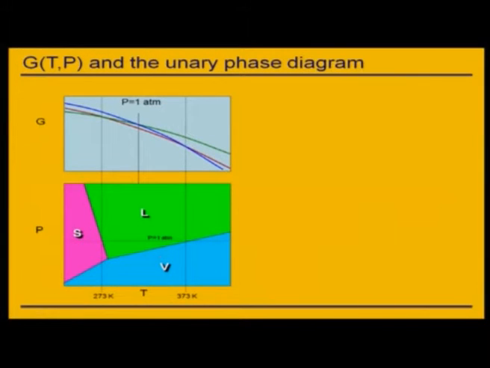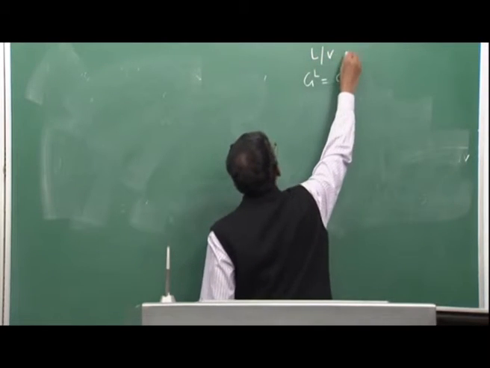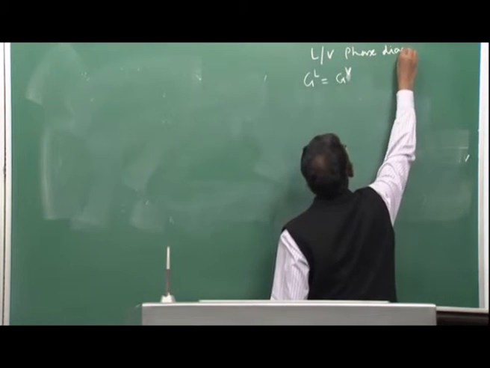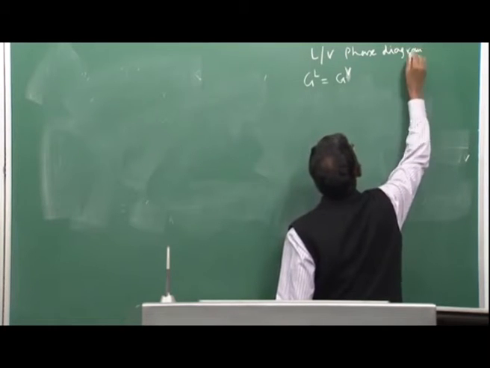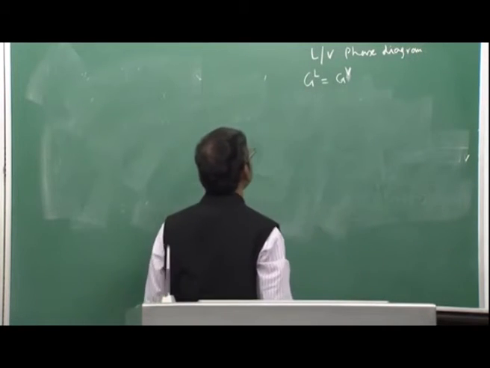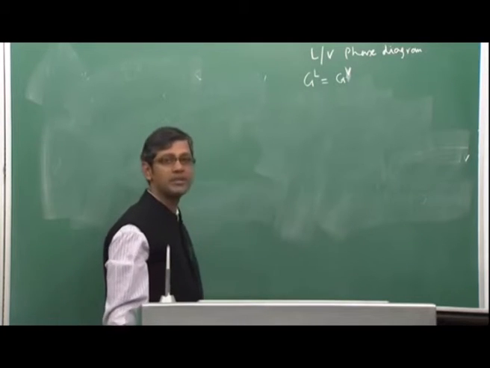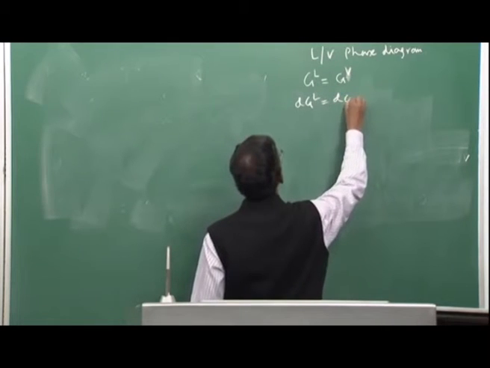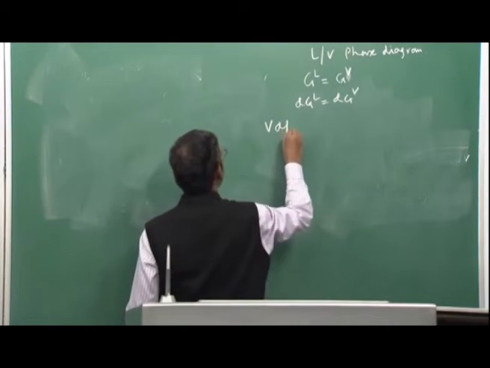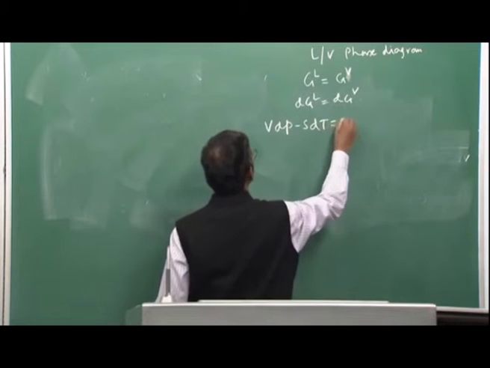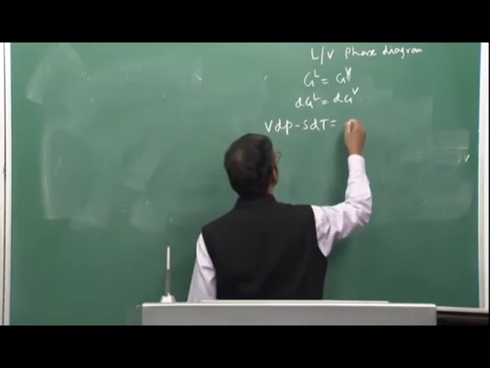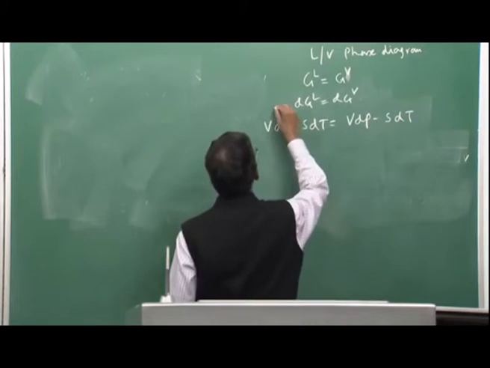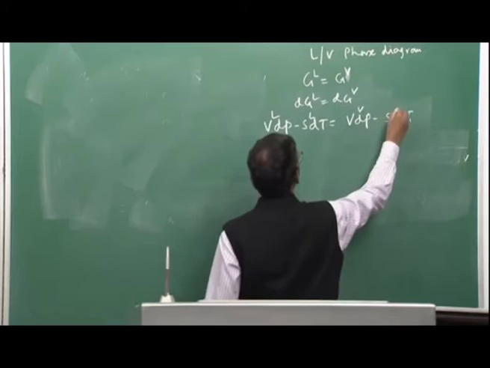So for a liquid vapor system, along this liquid vapor phase equilibria line, the free energies of liquid and vapor will be the same. That is very easy to understand. So therefore the differentials also will be the same. So therefore V dP minus S dT, that is why I derived this expression in the class before, V dP minus S dT, this is liquid, this is liquid, this is vapor, this is vapor.